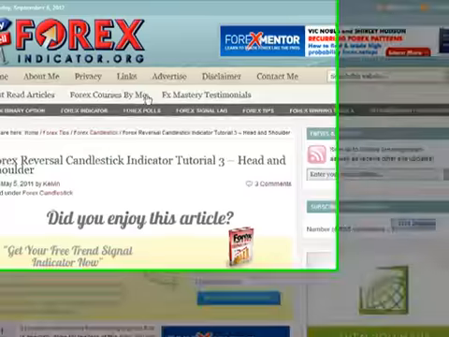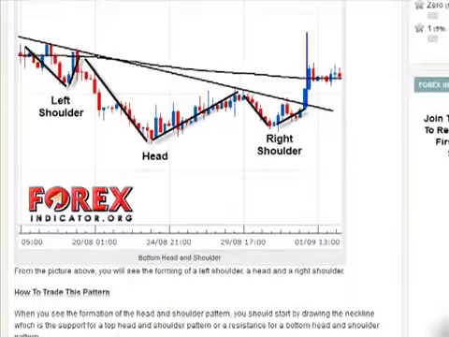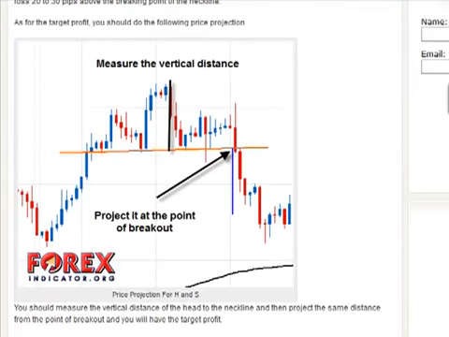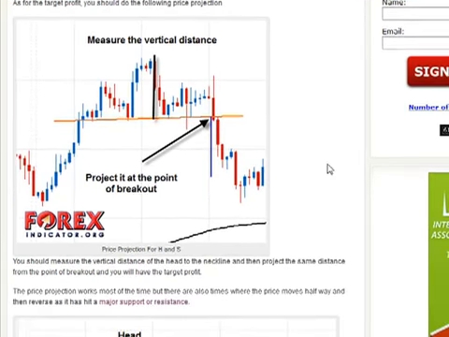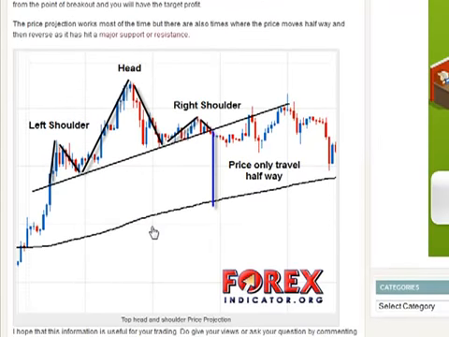As for the head and shoulder patterns, you can see here I'm showing you how you do a price projection for head and shoulder patterns. You can see the left shoulder, head, right shoulder. So from the top of the head, you measure the distance from the top of the head to the neckline. Then project it to where it actually breaks out. This is where we take our profit. You can see the price moves down exactly to where we want and starts to move sideways and we take our profit here. Okay, can you see that?